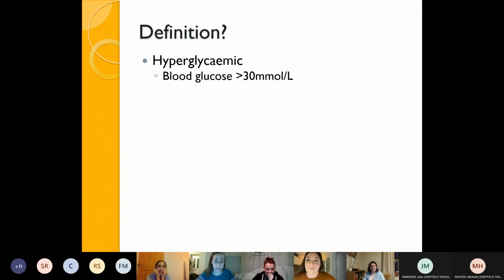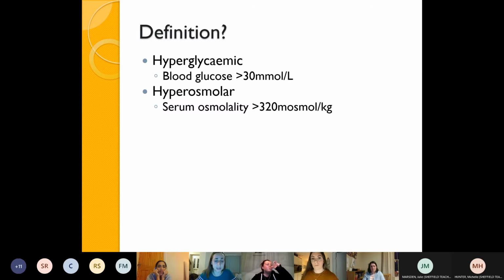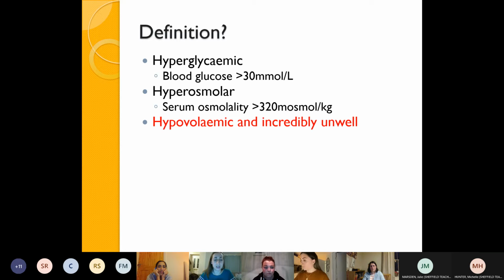So with this one, the blood glucose is really high, so we're talking more than 30. Hyperosmolar, so serum osmolarity greater than 320. I think off the top of my head, the normal serum osmolarity is 275 to 285, something in those ranges, so it is significantly high. And then really importantly, this isn't in the title, but they are sick. They are really, really sick.